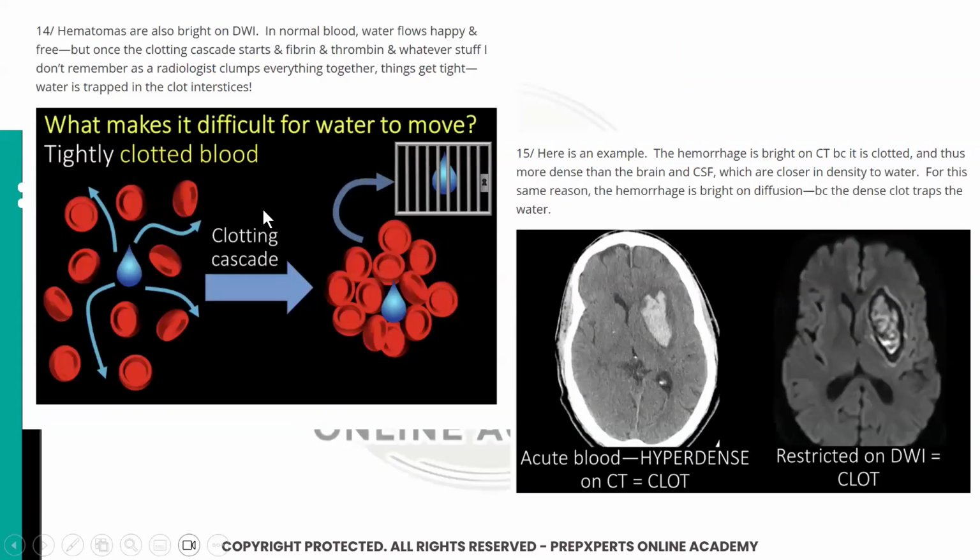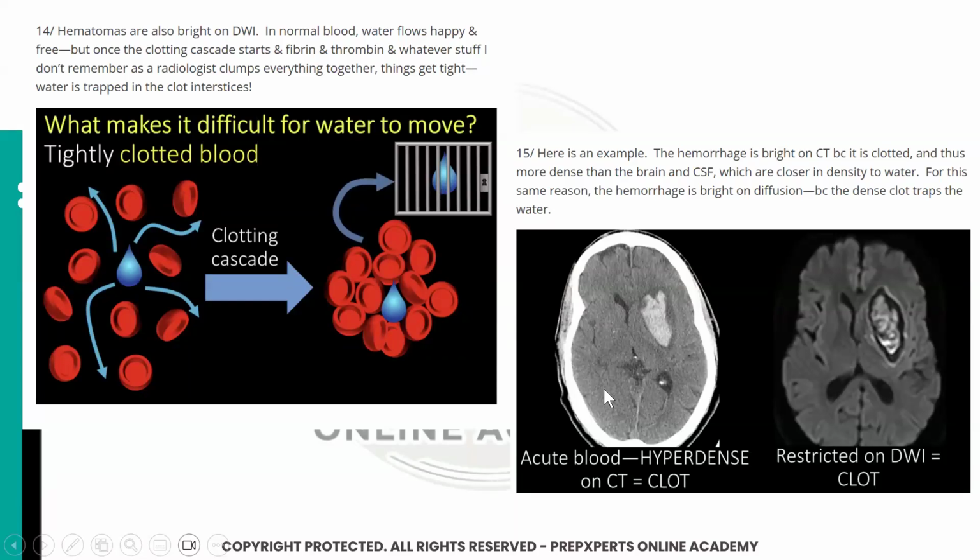Coming up next, one another thing that can make it difficult for water to move around is tightly clotted blood. Hematomas are also bright on DWI. In normal blood, water flows happily and freely, but once the clotting cascade starts, and fibrin and thrombin and whatever step happens in that clotting cascade is activated, the water is trapped in the clot interstitium. And then again, the water is trapped, so diffusion restriction is going to be positive.